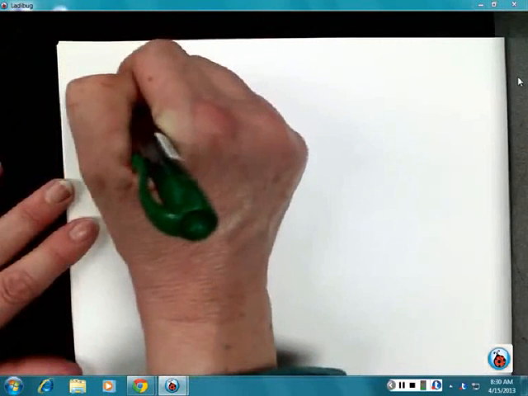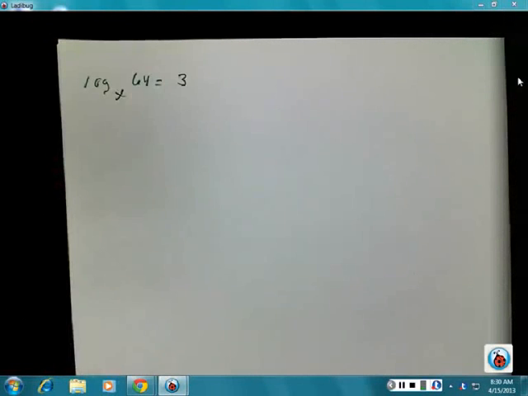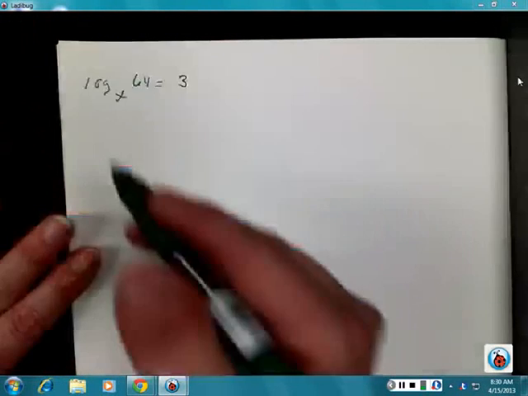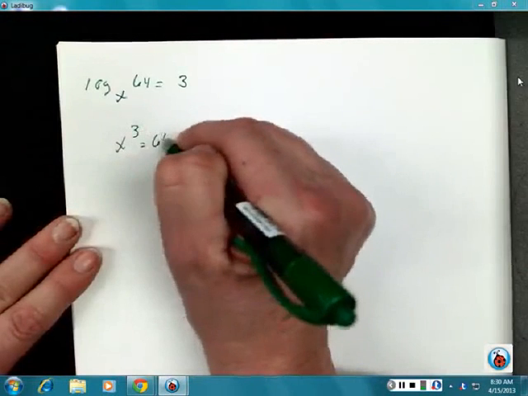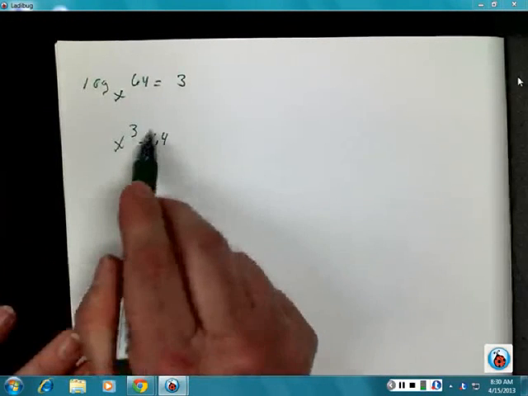How about this one? Log base x of 64 is equal to 3. So if I take it and reverse it, I have x to the third power is equal to 64. So what would give me that answer? What must x have to be to give me 64?